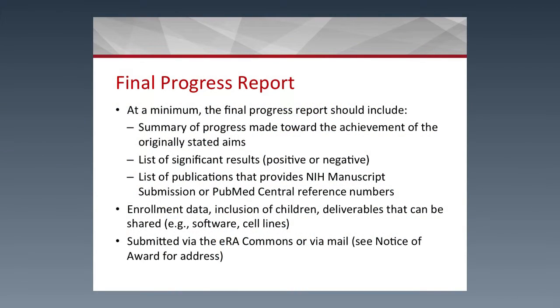The final progress report, at a minimum, should include a summary of progress made toward the achievement of the originally stated aims, must list any significant results, positive or negative, and list all publications that have been generated as part of the award. Enrollment data, including children, women, and minorities. Any deliverables that can be shared, such as cell lines or software, must also be reported. The final progress report should be submitted via ERA Commons or may be submitted via mail. You should always refer to your notice of award for all key mailing addresses for your progress reports.